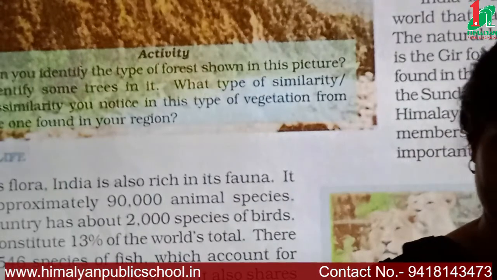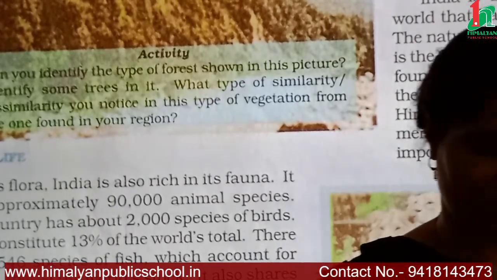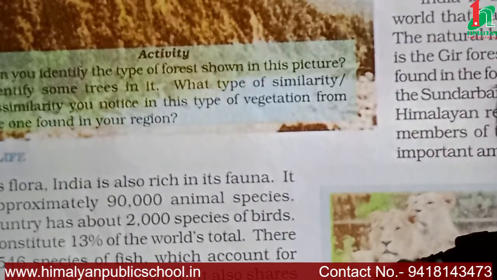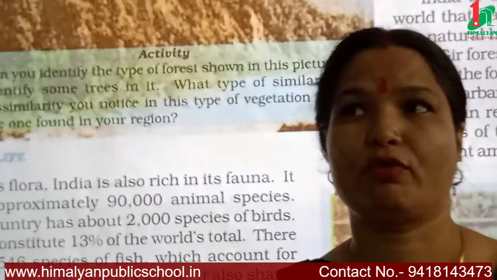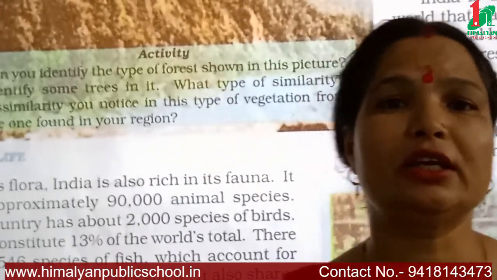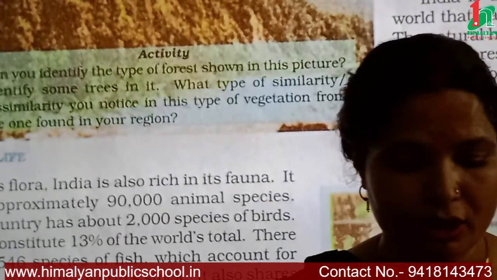So now the types of vegetation. Here there are 5 types of vegetation. The first one is tropical evergreen forest, tropical deciduous forest, then tropical thorn forest and scrubs, then montane forest, and then mangrove forest. So all these 5 types of vegetation are included in flora.